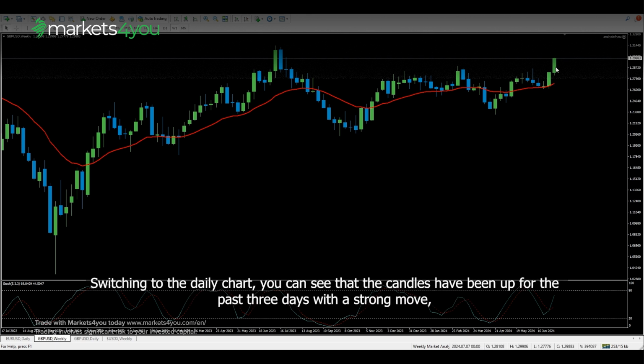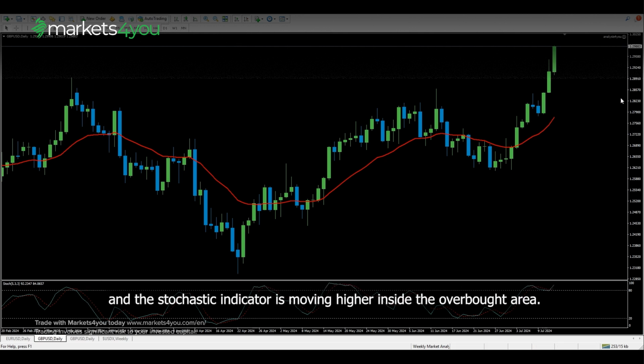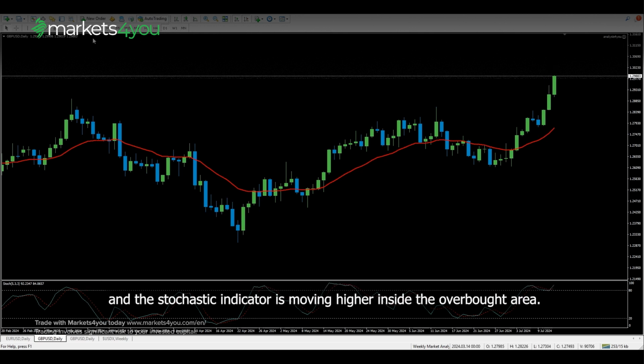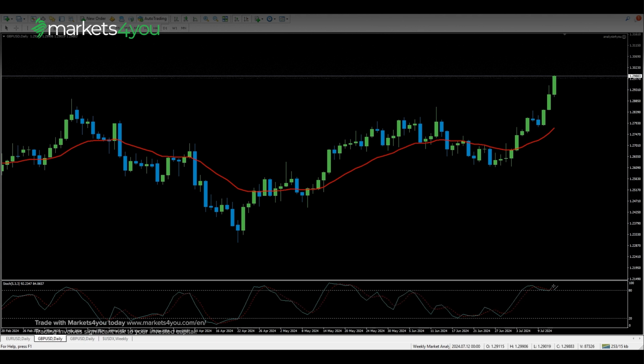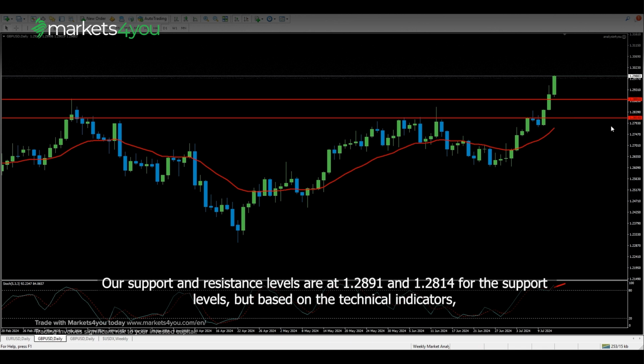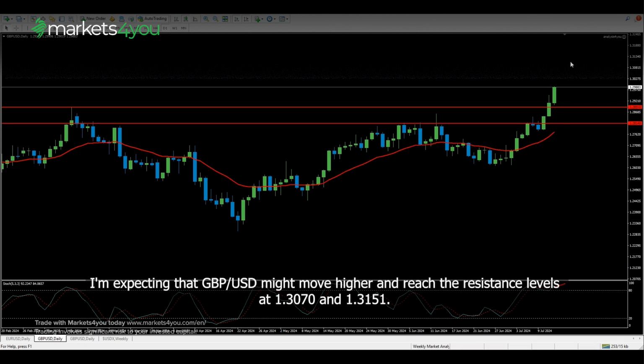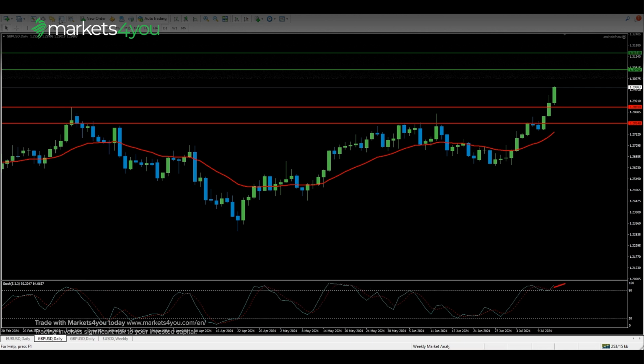Switching to the daily chart, you can see that the candles have been up for the past 3 days with a strong move, and the stochastic indicator is moving higher inside the overbought area. Our support levels are at 1.2891 and 1.2814, but based on the technical indicators, I'm expecting that pound sterling to US dollar might move higher and reach the resistance levels at 1.3070 and 1.3151.